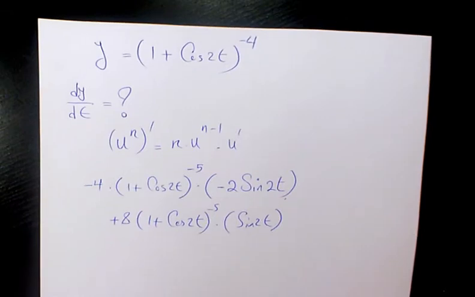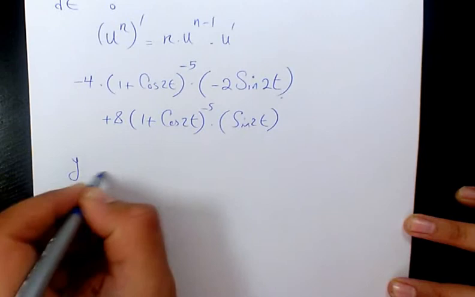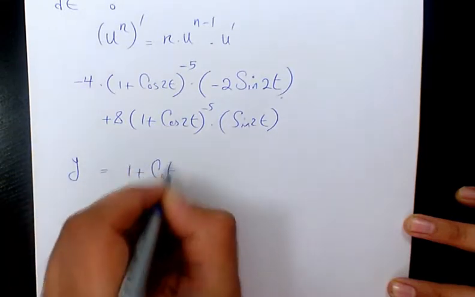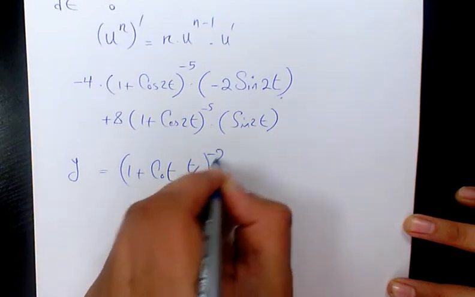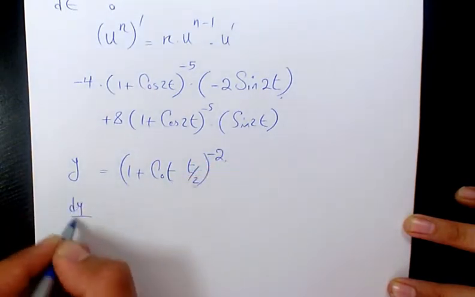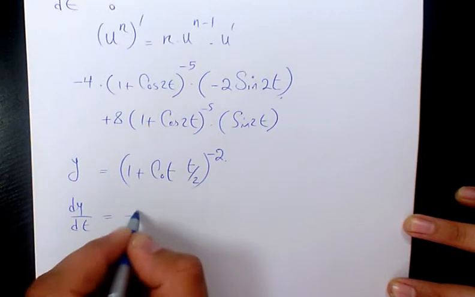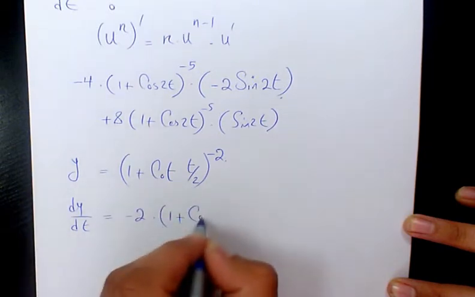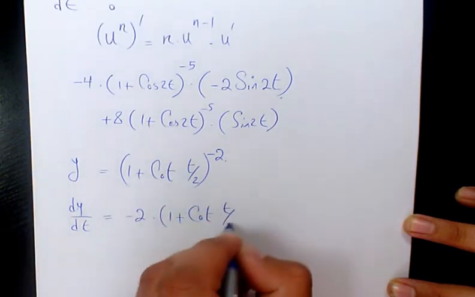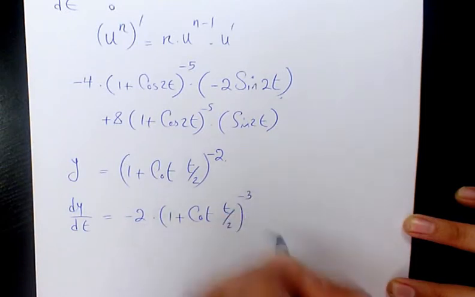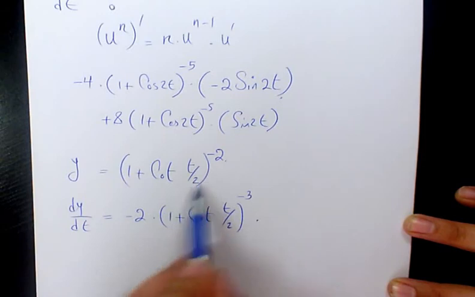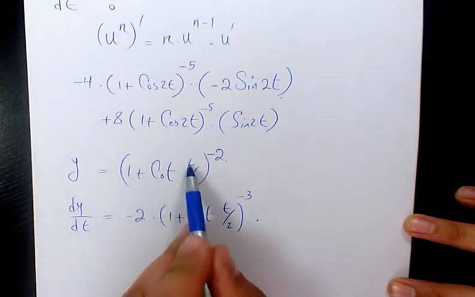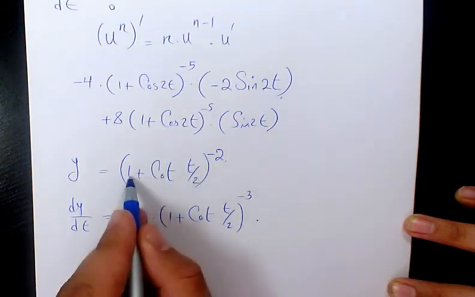Just going to show you another type of example. You have y equals (1 + cot(t/2)) to the power of negative 2. So dy/dt is going to be negative 2 times (1 + cot(t/2)) to the power of negative 3, because negative 2 minus 1 is negative 3, times the derivative of 1 + cot(t/2). Derivative of 1 is 0.